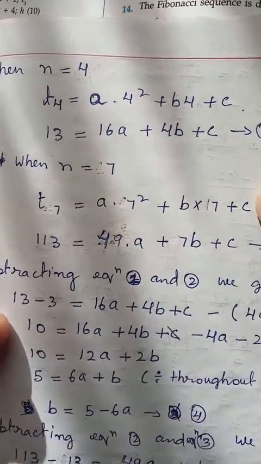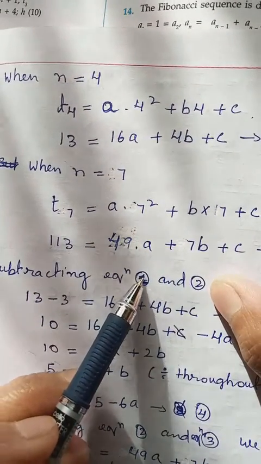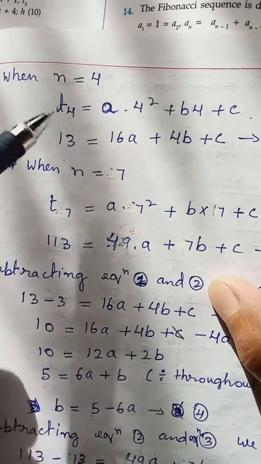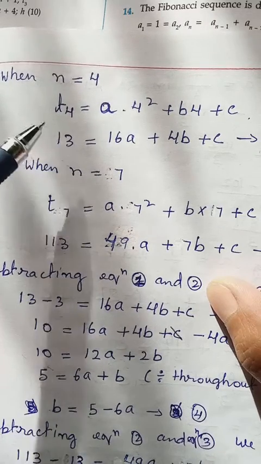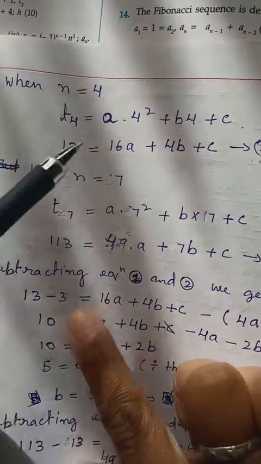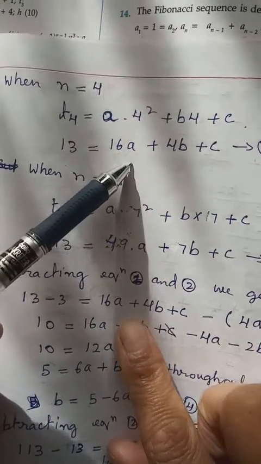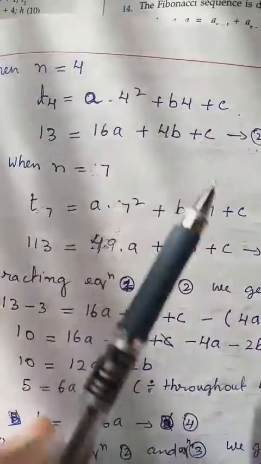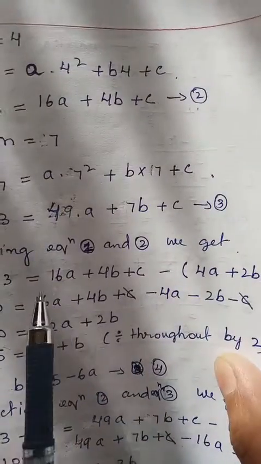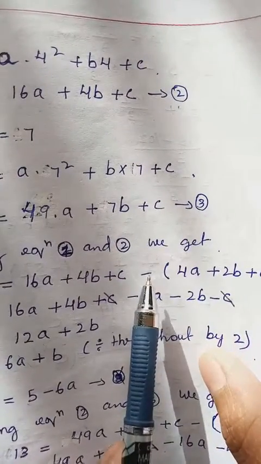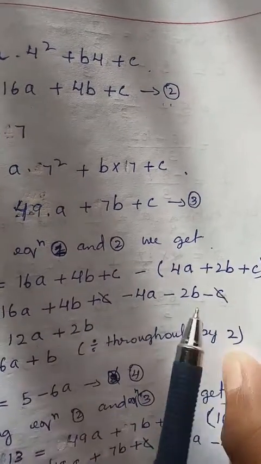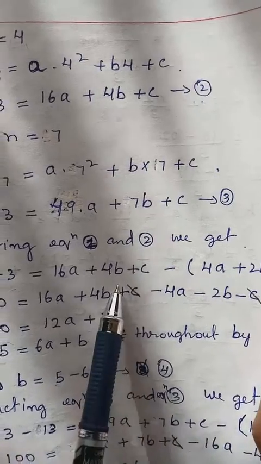To remove C, we can subtract them. When we say subtract, we do left with left, right with right. Because equation 2 is greater, we can do equation 2 minus equation 1. So we have 13 minus 3, then 16, this is from equation 2, minus, put equation 1 inside bracket, 4a plus 2b plus c. This one we write as is, and this one we multiply the minus inside. Minus to plus, minus to plus, minus to plus become minus. Plus c minus c we can cancel.